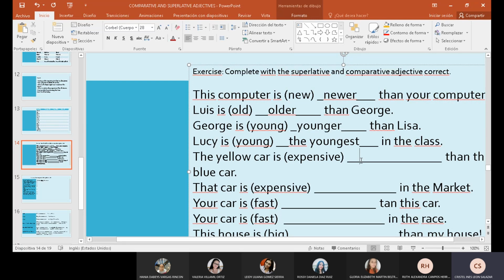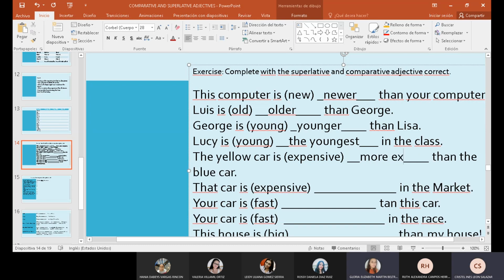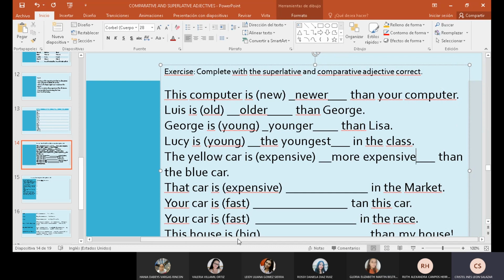Thank you. Gloria, please. The yellow car is more expensive than the blue car. Okay. Thank you. Ruth, help me with the other sentence.